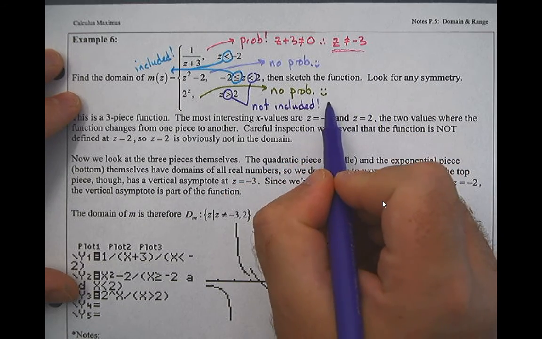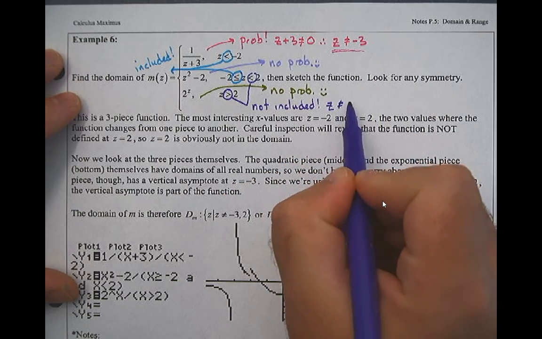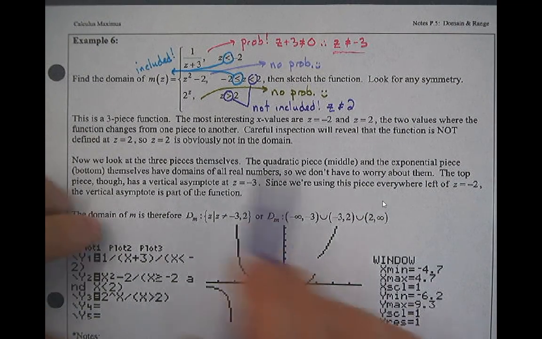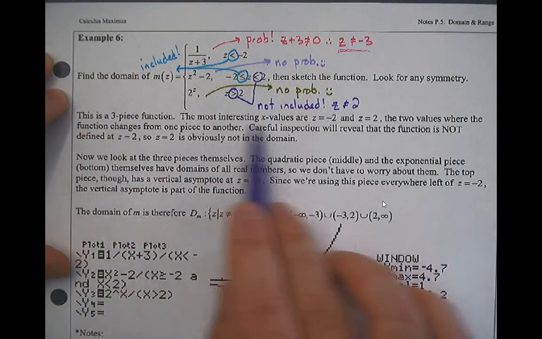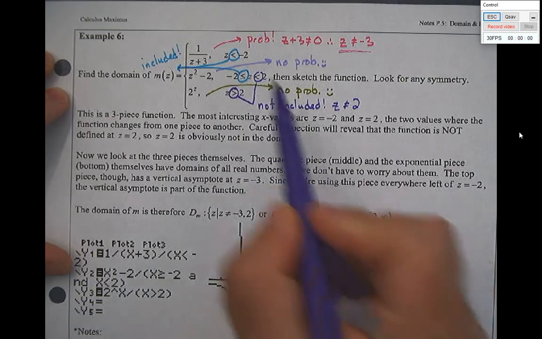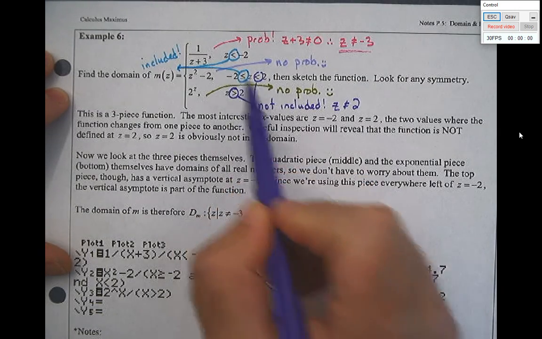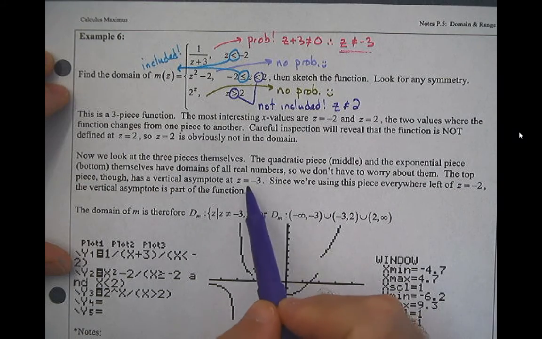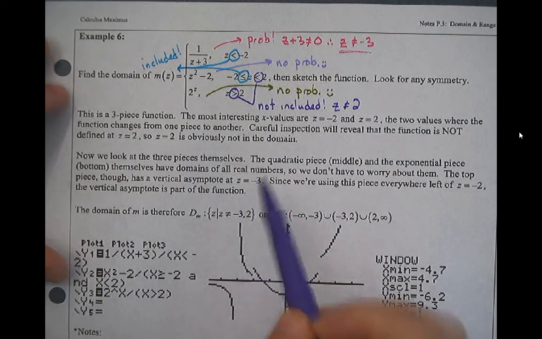So Z cannot be 2 in our interval. Okay, let's see how it went. This is a 3-piece function. Most interesting values are -2 and 2. You see what he's talking about there? That's the way these are defined, right? That's the transitions between the pieces. We also noticed that there was a problem at Z equals -3, which he also mentions.